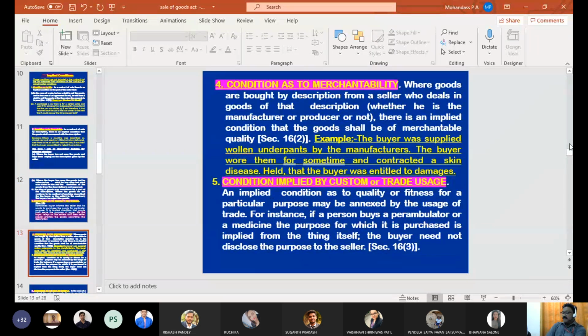Merchantability. When a merchant has bought a certain item from another merchant, it should be in merchantable condition. If not, it is a violation of implied condition as to merchantability. What is the next one?